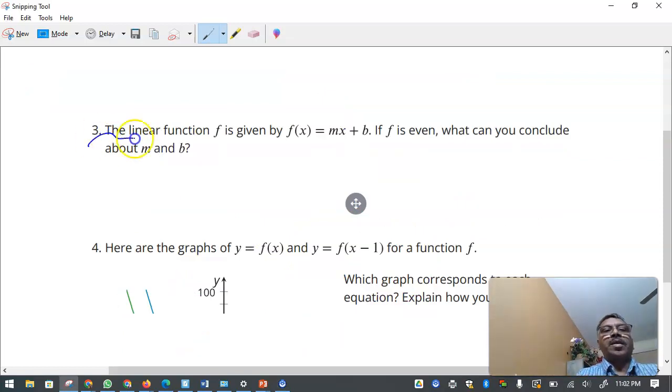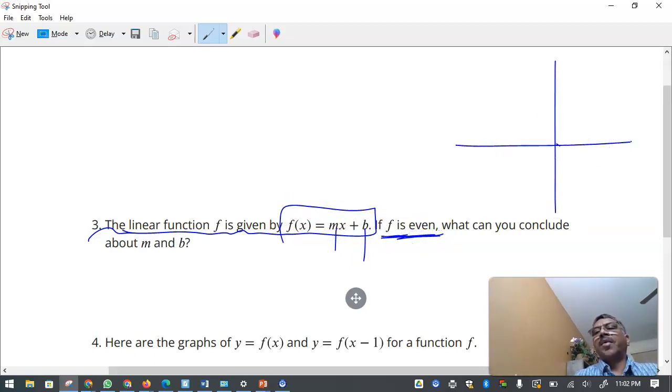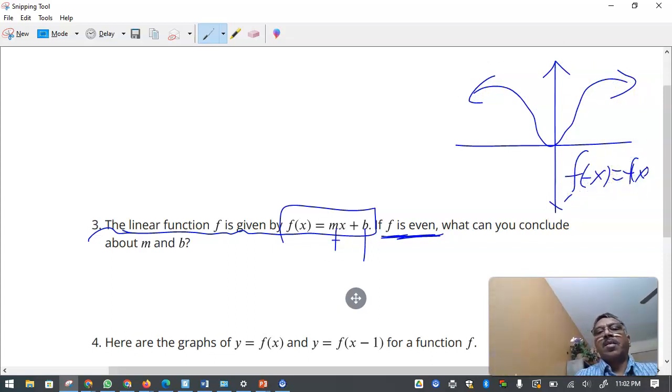Okay, this question is a linear function f given to you. The question is, what should m and b be so that f is an even function? Now remember, even function means if you reflect this over the y-axis, f of minus x is f of x. That's what should happen.